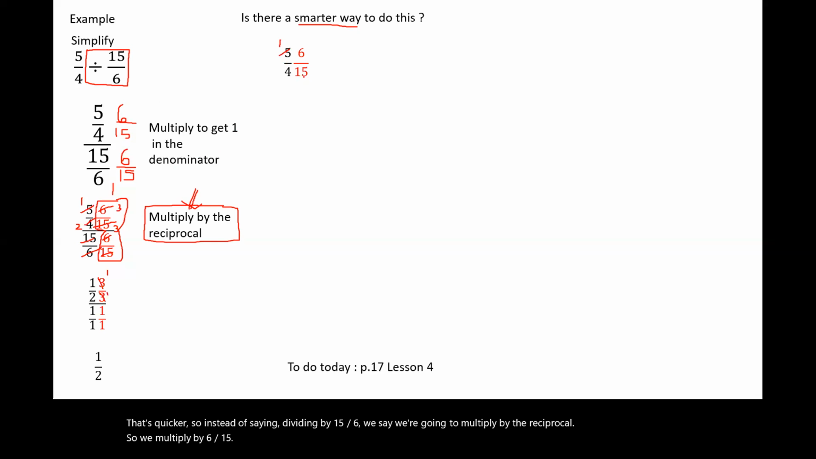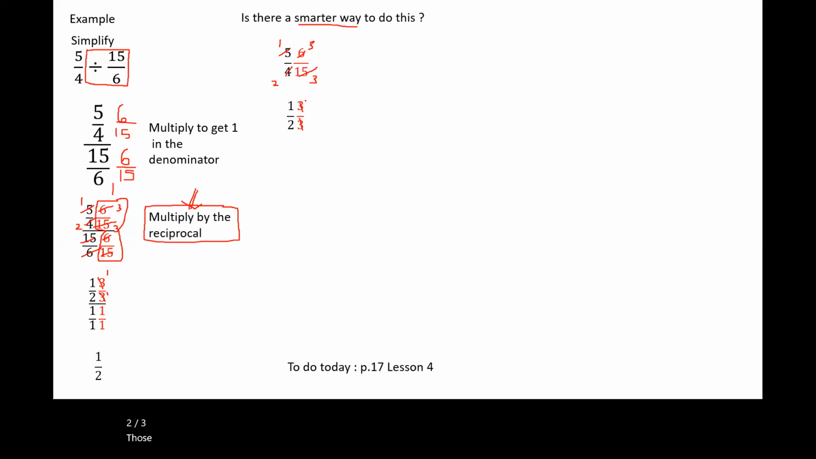Is it really that simple? Give us 1/3, 2/3. Those 3s are going to reduce, and we get 1/2. It is that simple. So when you're dividing by a fraction, you're simply going to multiply by the reciprocal. Why did we just look at the top? Because we know we get 1 in the denominator, and then we just skip that step.